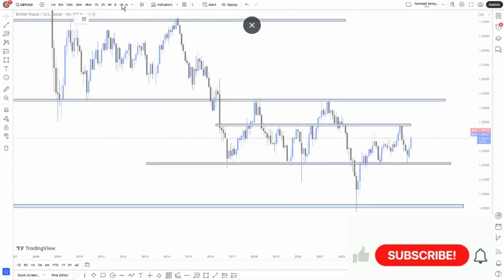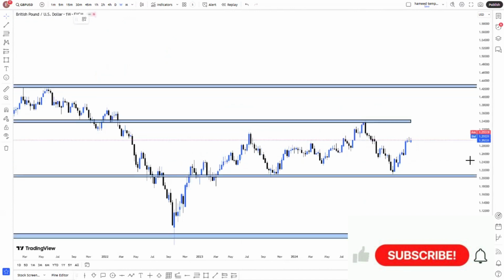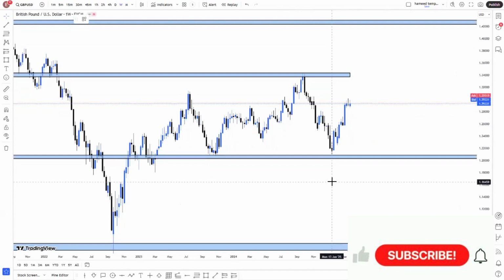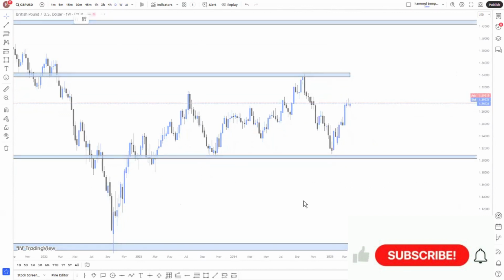What do we have? My network is kind of slow. So on the weekly time frame, what are we having? Now on the weekly time frame, we have these three rejection candles here. This one, two, three. These three rejection candles are indicating themselves. But with that, what should we do? Let's continue refining our analysis on the daily time frame. Let's see.